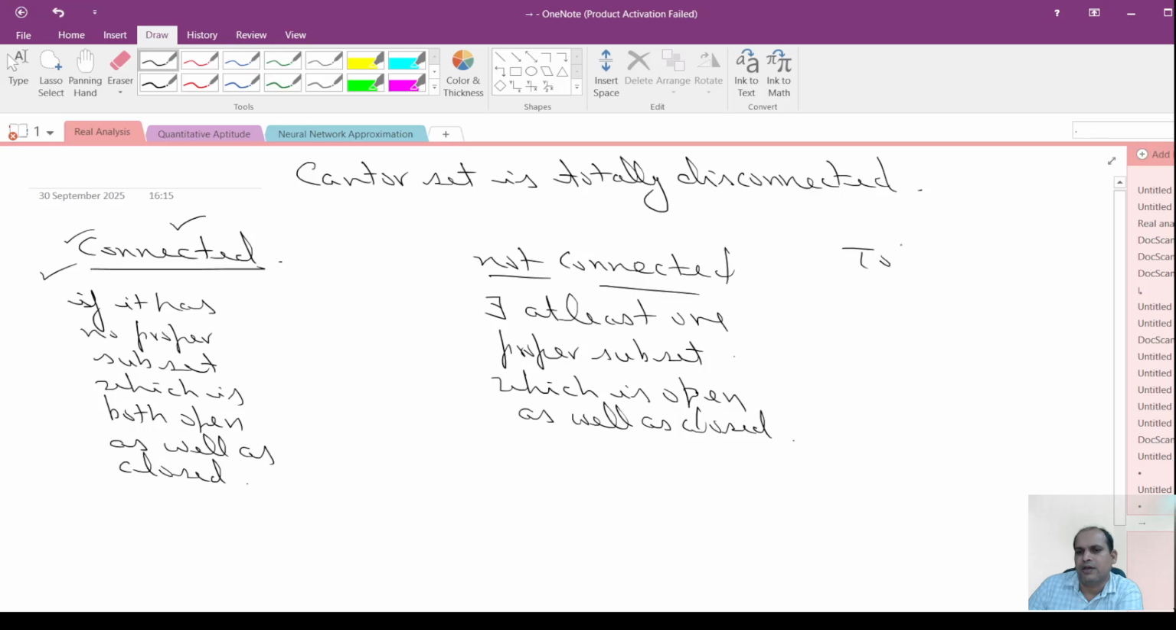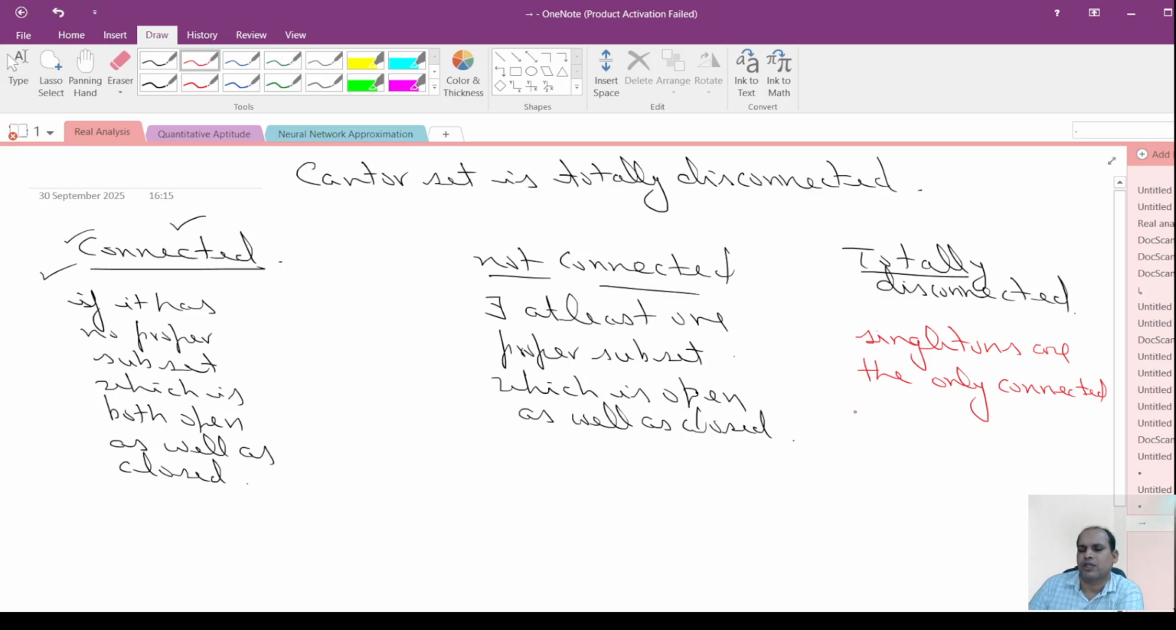Totally disconnected means singletons are the only connected subsets. Singletons are the only connected subsets, and whenever we take two or more points, then it will form a disconnection.